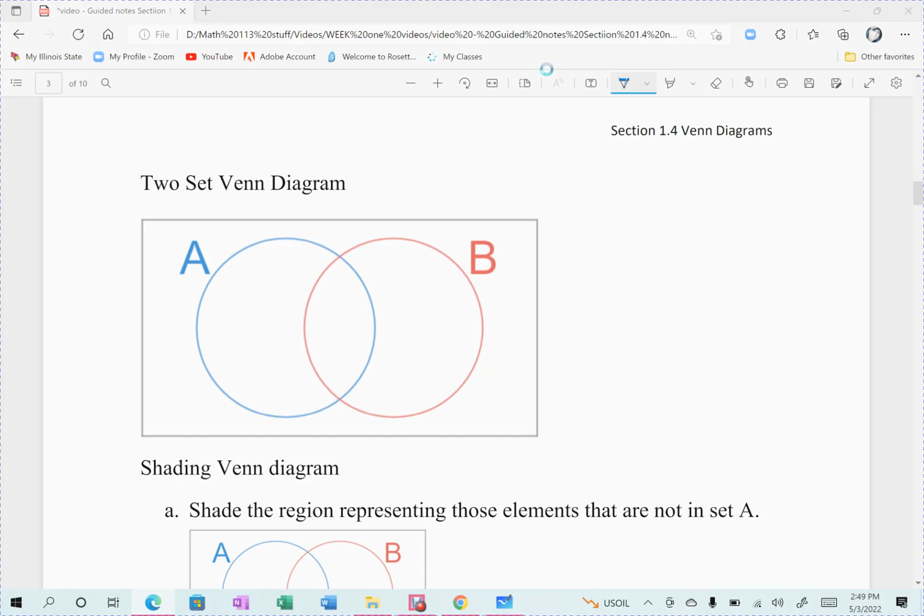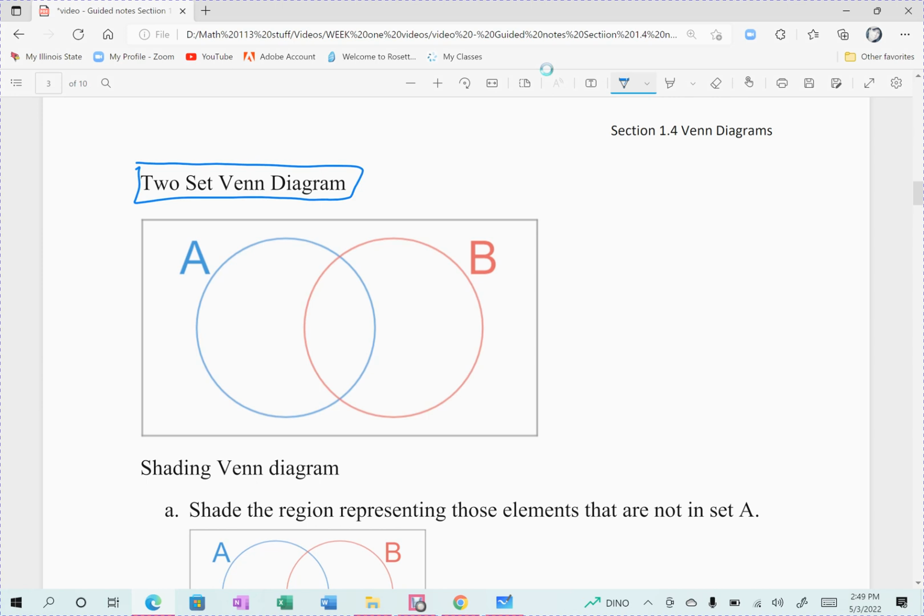Alright, so the big part of 1.4 is Venn diagrams, and using Venn diagrams in applications is what we're going to get to. So we're going to start off with introducing 2 set Venn diagrams, and then we'll get to 3 sets. So, 2 set Venn diagrams. What we mean by a Venn diagram is a way to visually organize multiple sets of information and subsets.